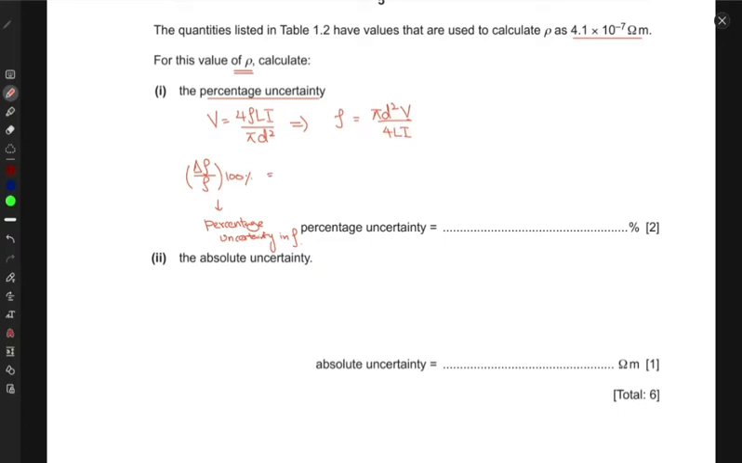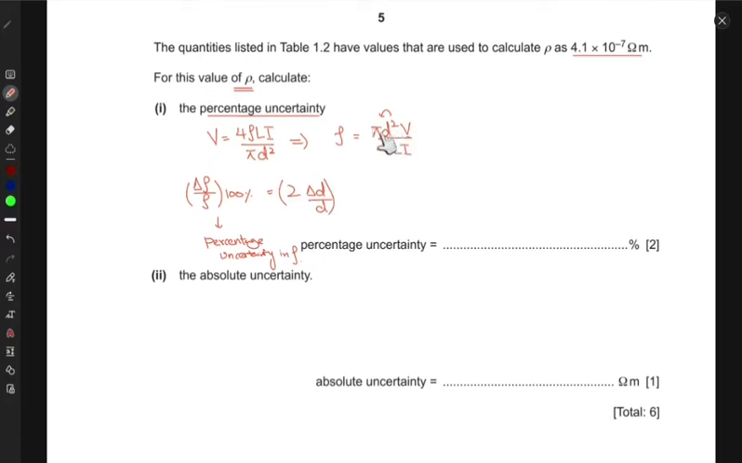The rule basically is that here we have pi d squared V over 4 L I. So pi is just a constant. We'll get rid of it. All the constants will get written off. So we're left with d squared. Now the power, when you take a derivative, it comes down. So this will be 2 times delta d by d. And that's for d squared.